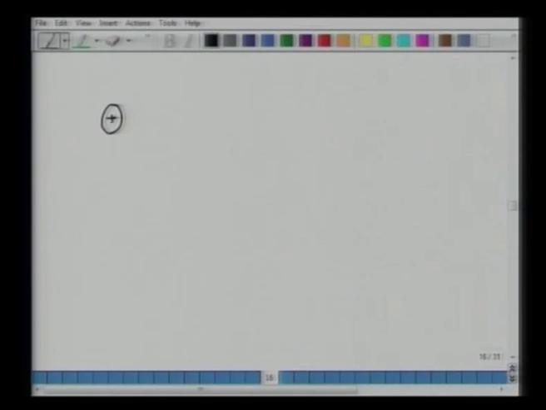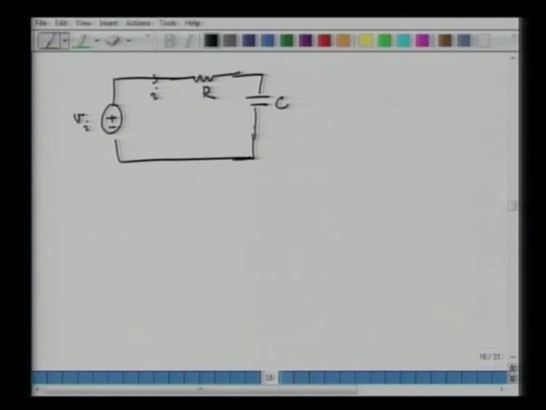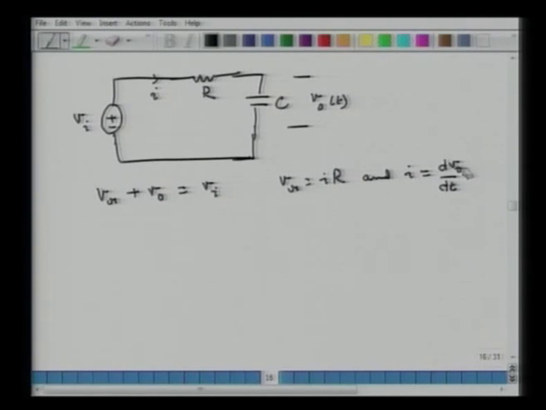So let's say I have a circuit with a voltage source VI which generates current I flowing through a resistance R and also a capacitor of value C. The question is, if I know VI, which could be pulsating, then what is the voltage difference across the capacitor as a function of time? We know that VR plus V0 equals VI from Kirchhoff's voltage law, and we also know that VR equals IR, and that I equals C times dV0 over dt. So current and voltage across the capacitor are related by this.